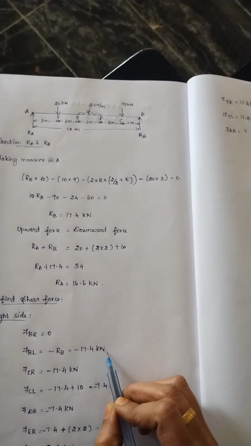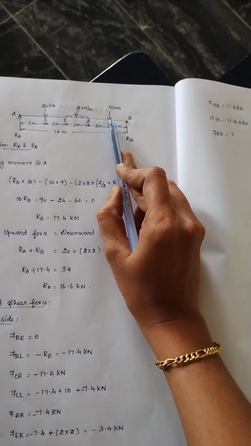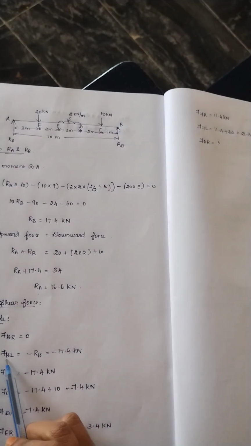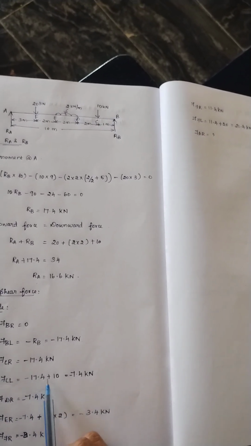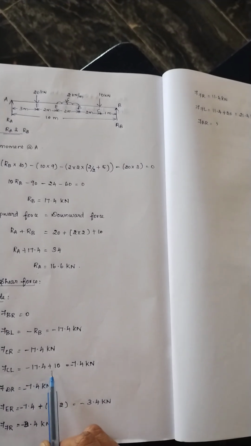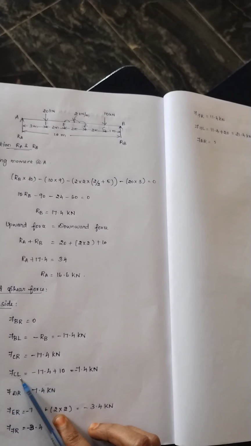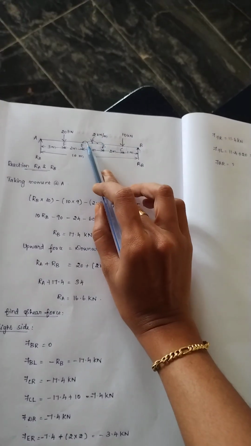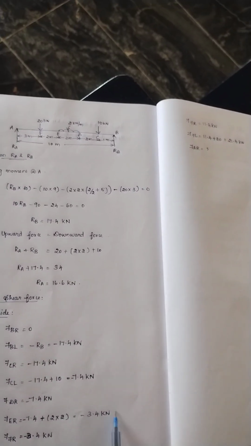Therefore, minus 17.4 kilonewton. Then FC right: the point load at that point we have to consider for the left side only. Therefore, for FC right, the value remains same as FB left, minus 17.4. For FC left, we have to consider the point load at that point also. Therefore, minus 17.4 plus 10 equal to minus 7.4. FD right, the same value as FC left, minus 7.4. For FE right, minus 7.4 plus UDL load. For calculating UDL, you have to consider load into distance. Therefore, 2 into 2. The value is minus 3.4 kilonewton.